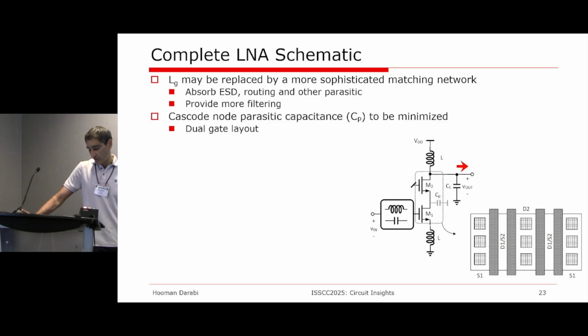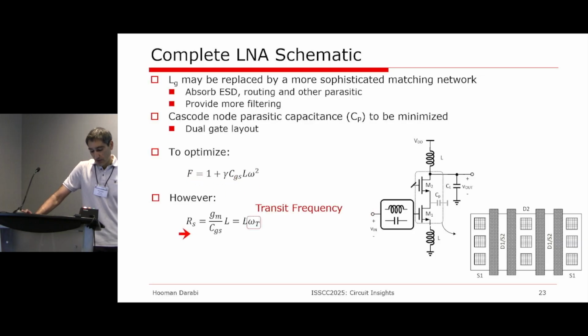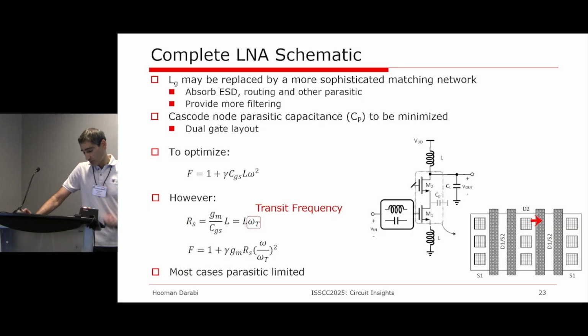We have the cascode, we have the resonance, we have degeneration. The matching could be a bit more complicated than a single inductor. The noise factor is given here. Now, of course, L cannot be arbitrarily lowered because ultimately it has to give you the matching. So this is shown here. I've also shown a sample of dual gate layout to minimize the parasitic capacitance, which again, I leave it up to you.